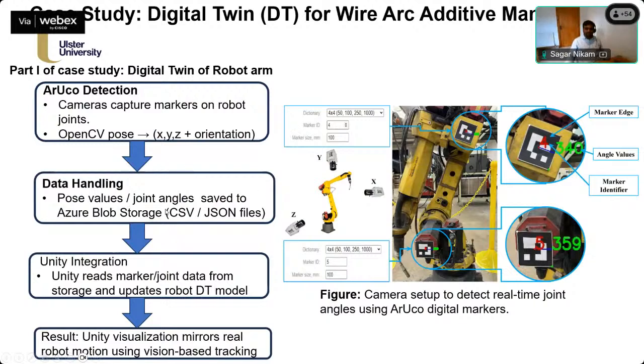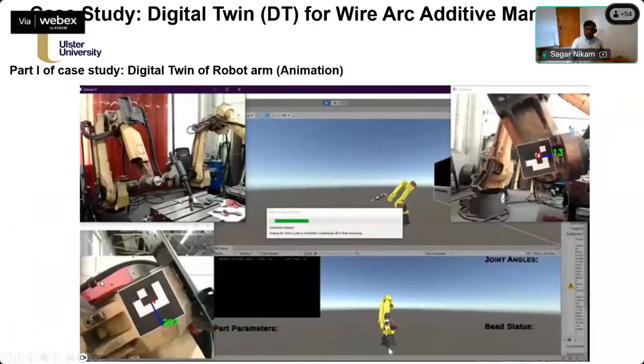Once we have this capture, the data is sent back for handling, and this data is stored in the cloud by making use of Azure Blob. Then the storage helps us analyze the current position of the robot. We already have a digital model in the Unity software, and that software takes the information of this robot angle in real time and moves accordingly.